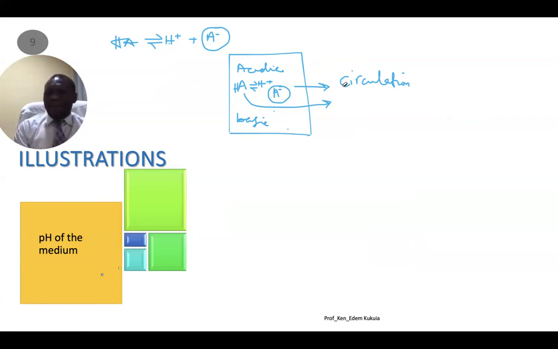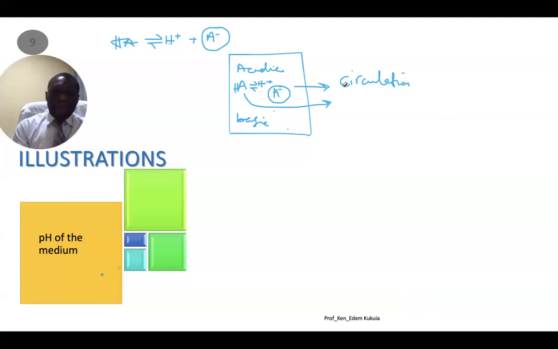But this is not the only factor that will determine. So as I said, an acidic drug in an acidic medium will start its absorption in the stomach. But because the stomach does not have a very large surface area compared to the small intestine, the acidic drug will still have to go to the small intestine for majority of it to be absorbed. So this is how you look at it.